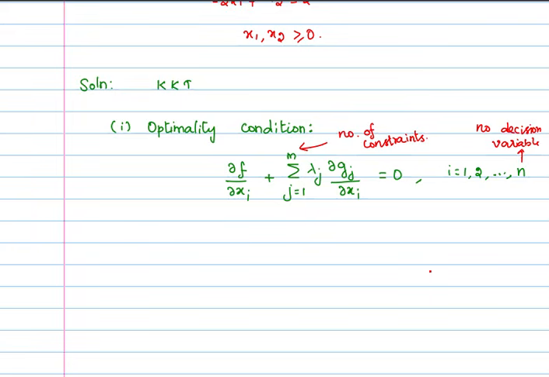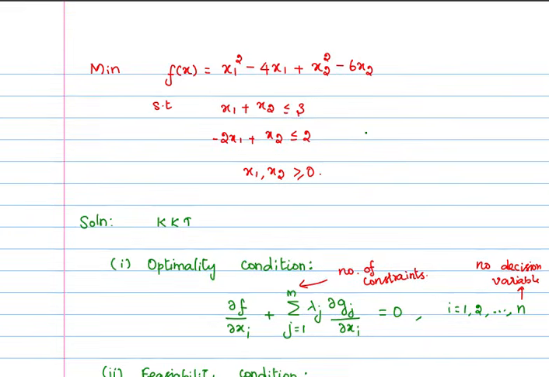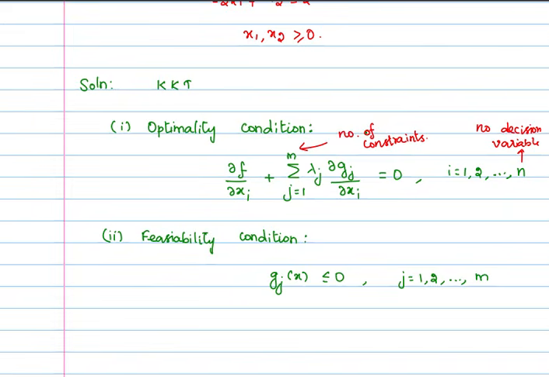Second is the feasibility condition. Feasibility condition means gj of x is less than or equal to 0, j equal to 1, 2 and so on to m. m is the number of constraints. Because all are inequality constraints, only then can we use the KKT conditions.